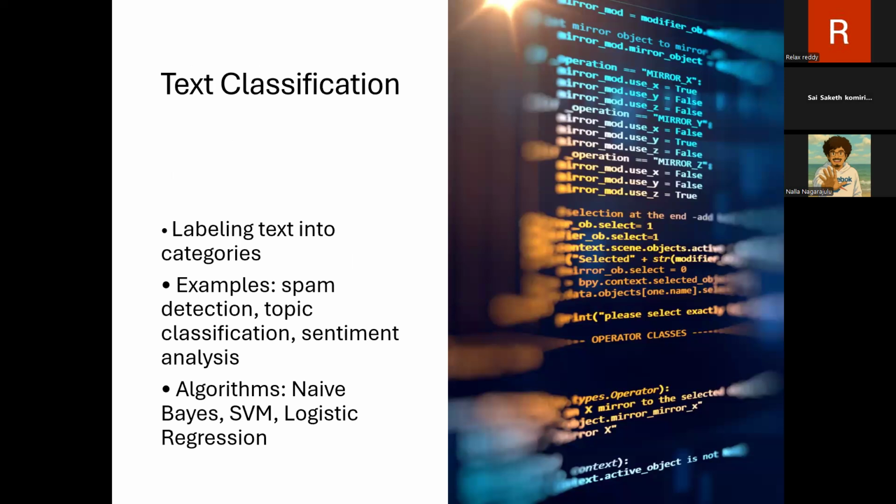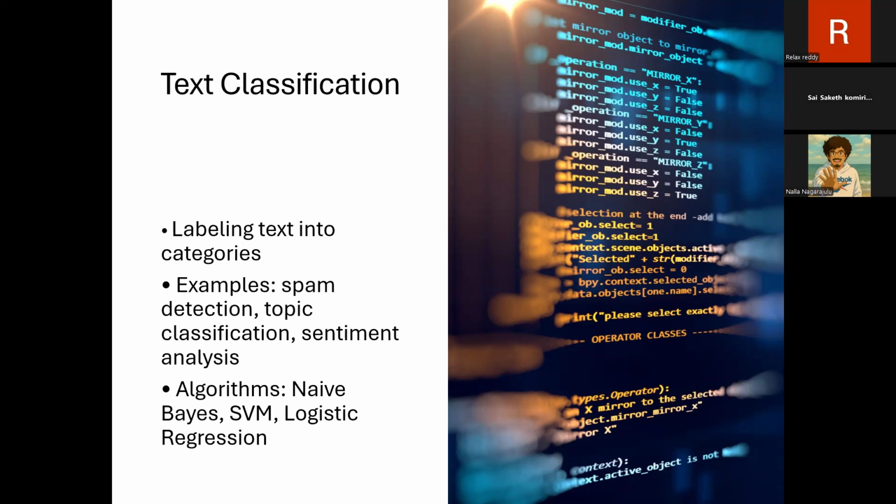Thank you. Text classification is one of the most widely used applications in NLP. It involves assigning predefined labels or categories to pieces of text. For instance, emails can be classified as spam or not spam, and reviews can be labeled as positive, neutral, or negative.